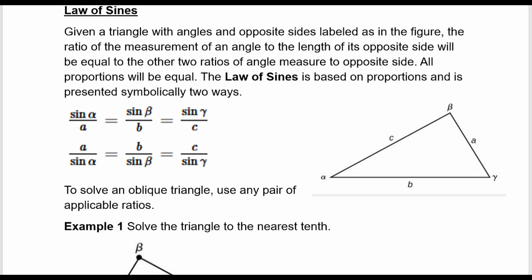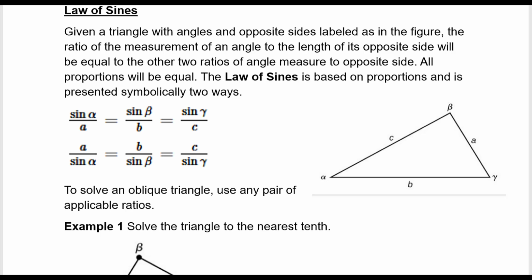Given a triangle with angles and opposite sides labeled as in the figure, the ratio of the measurement of an angle to the length of its opposite side will be equal to the other two ratios of angle measure to opposite side. All proportions will be equal.